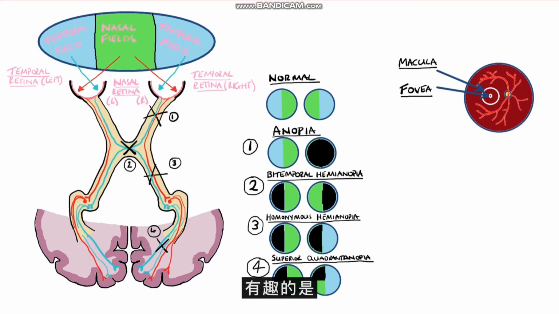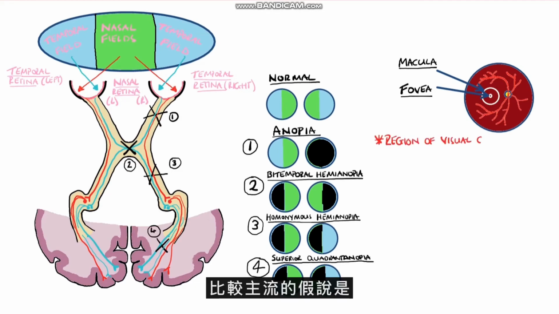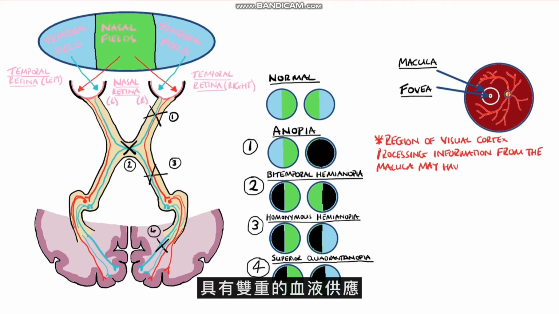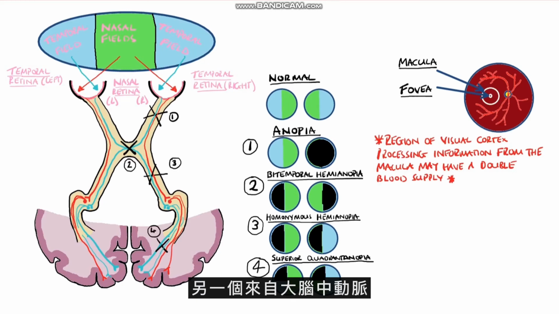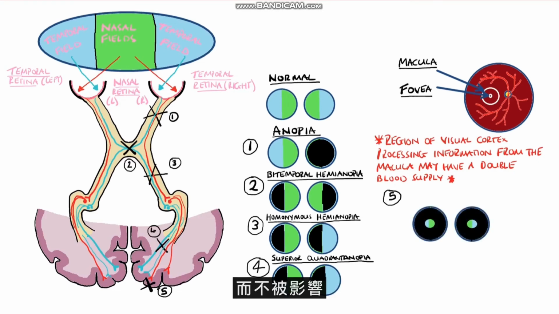The interesting thing is that even today, they're not sure of why the macular vision is spared sometimes, but a main hypothesis is that there is a double vascular supply to the region of the visual cortex that processes information from the macula, one from the posterior cerebral artery and another from the middle cerebral artery. So, if one of these blood supplies is interrupted, the parts of the visual cortex that process the optic radiations may lose their ability to function, but the part of the visual cortex used specifically to process information coming from the macula may actually be alright due to its second blood supply.